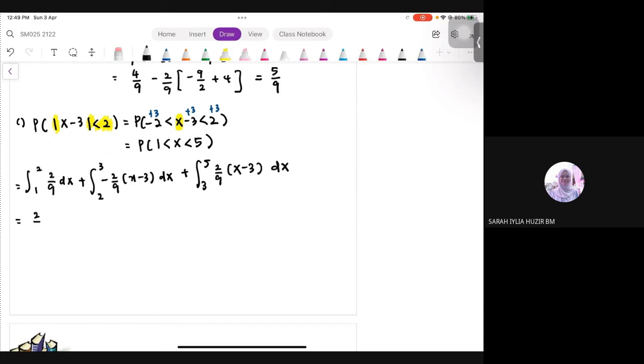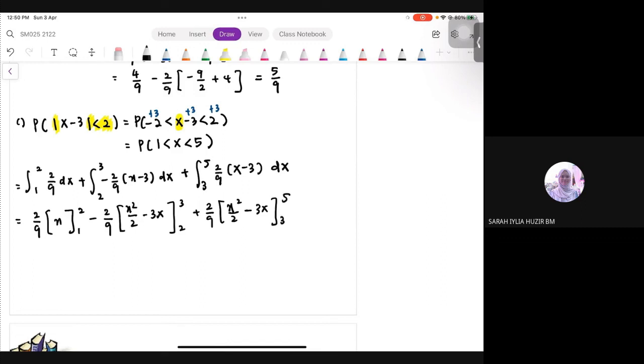Okay, so first one we get 2 over 9x. This is from 1 up to 2 minus with 2 over 9 times with x squared over 2 minus 3x. That's for the second one from 2 up to 3. And then for last one, function still the same but now it's positive. So x squared over 2 minus 3x from 3 up till 5. Substitute the limit one by one as usual. Saya skip bahagian tu. Awak boleh kira. Masukkan satu-satu limit. Our answer here should be 7 over 9.